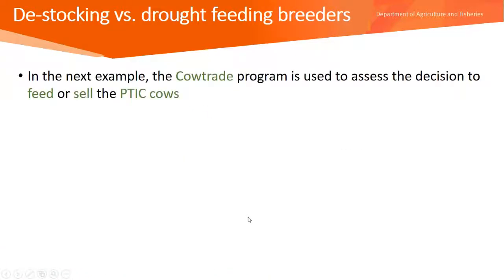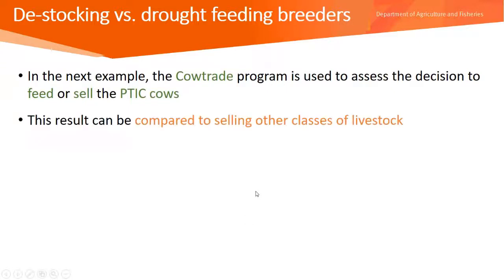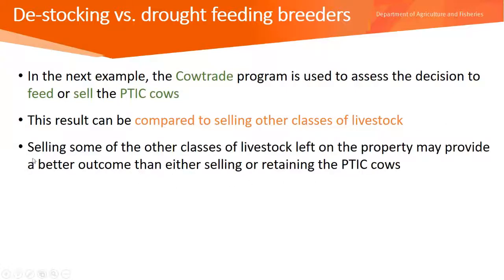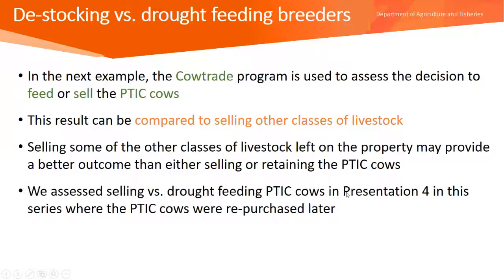In the next example, the cow trade program is used to assess this decision to sell or feed the PDIC cows. And we have to use cow trade because we want to compare that result to other classes of livestock. Our previous spreadsheet, which just compared costs, isn't suitable for this role. So selling some of the other classes of livestock left on the property may provide a better outcome than either selling or retaining the PDIC cows. That's why we're following this process.